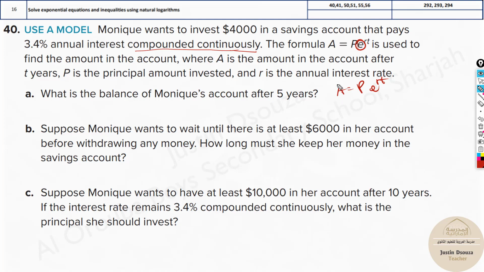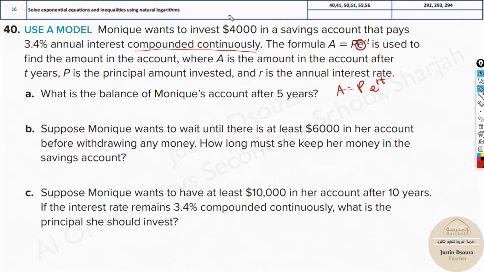A is the amount after a certain time t, whereas P is the initial amount, e is Euler's number, and r is the rate of interest. Whenever it's being compounded continuously, we take e, that is 2.71. It's a constant number. The first question: what is the balance of Monique's account after 5 years?